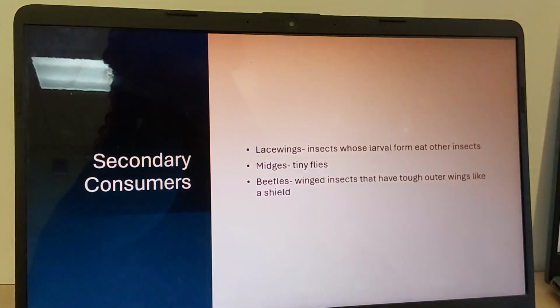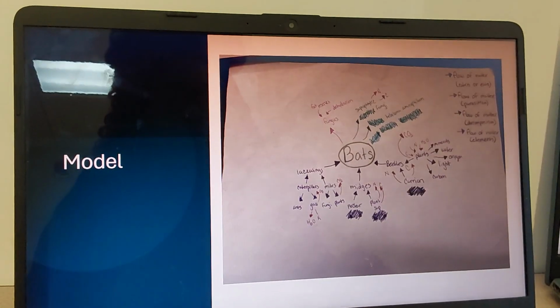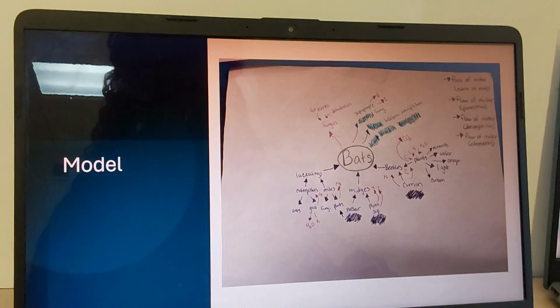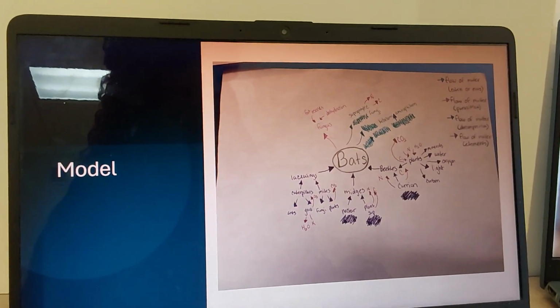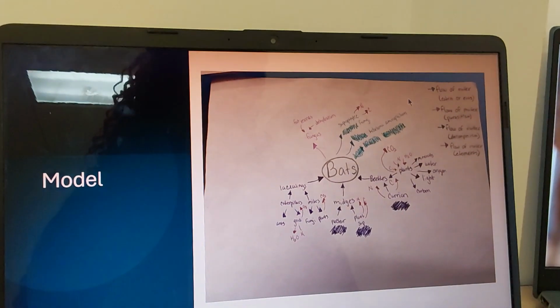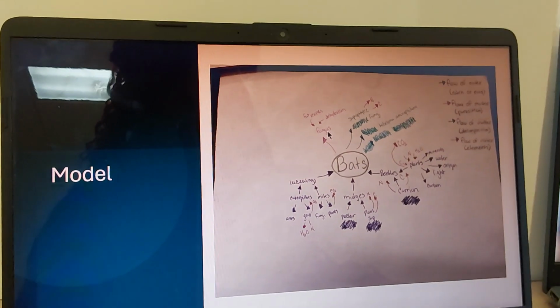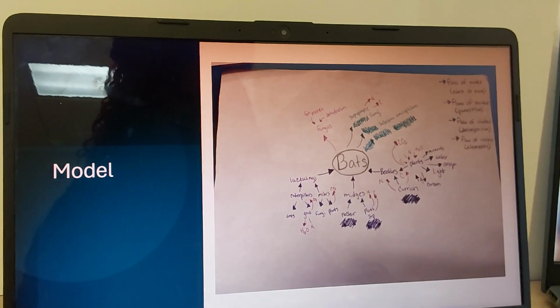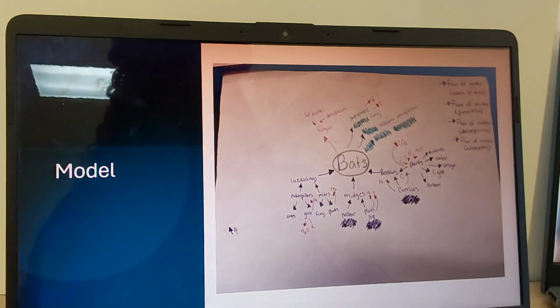So as you can go back to the model, we will see how this all relates, and you see where they get their energy from and where they also give their energy off to. And then as you can see how this takes away the fungus and the decomposition, but how all this relates to going into bats. And that's my presentation.